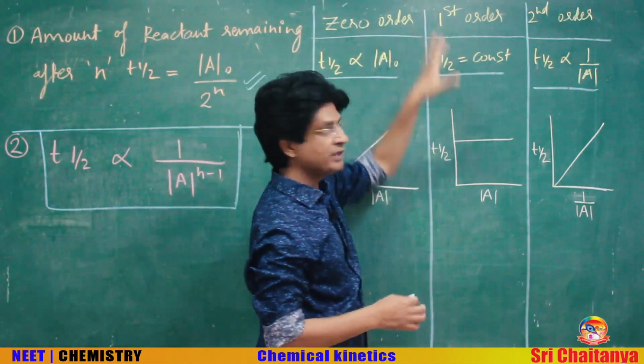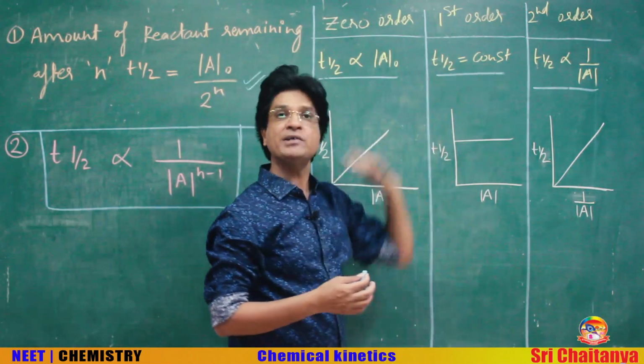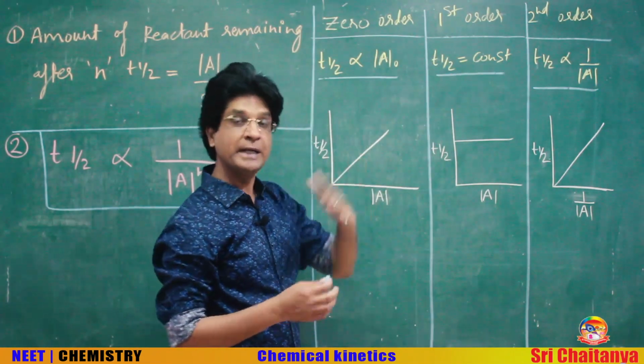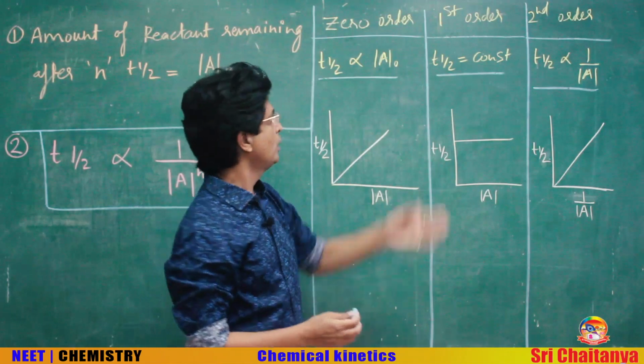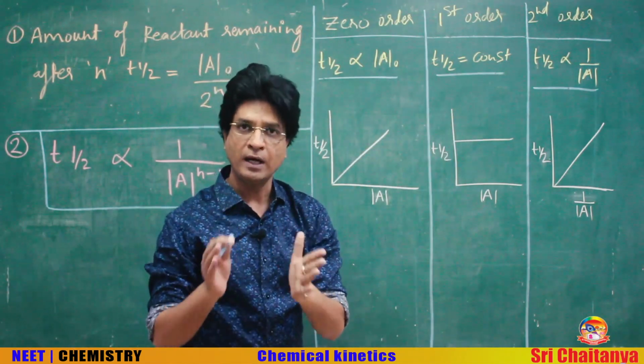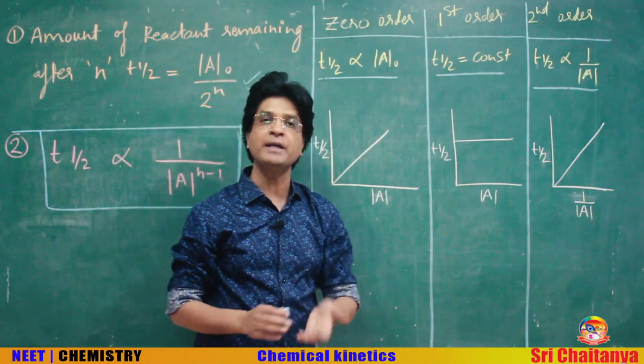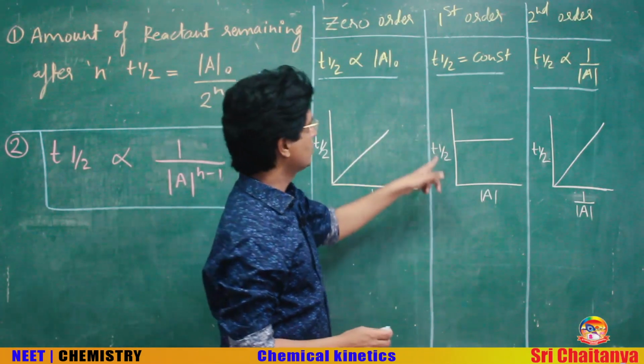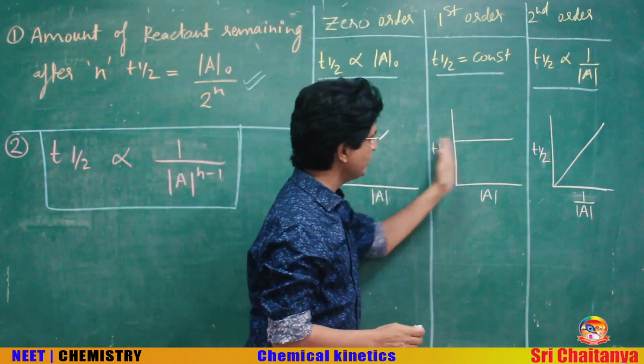Now for first order reaction, we all know that half-life is 0.693 upon K. It is independent of initial amount. So it will be constant. Remember that for a first order reaction, half-life is constant. It is independent of the initial amount. So the graph will be T half being constant.